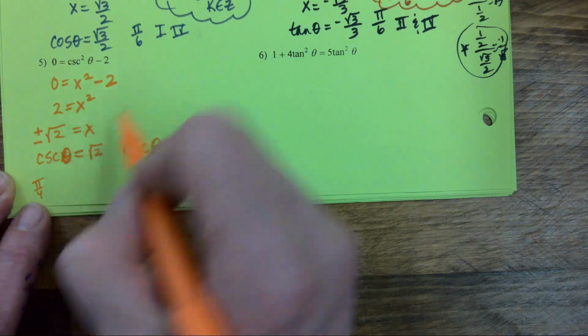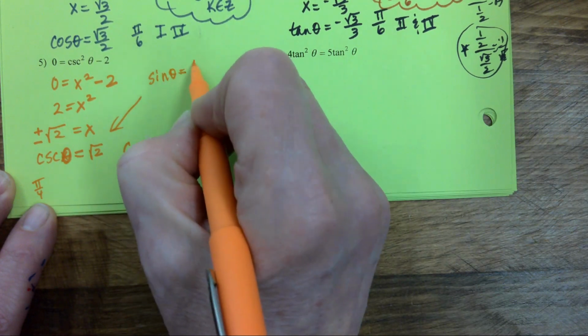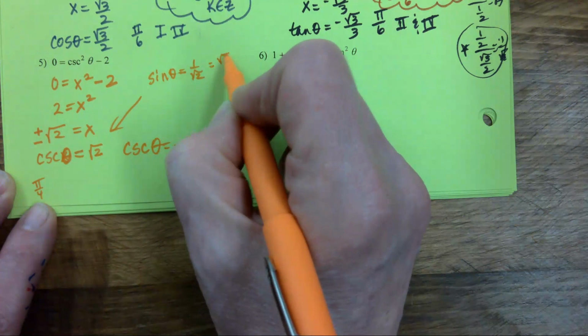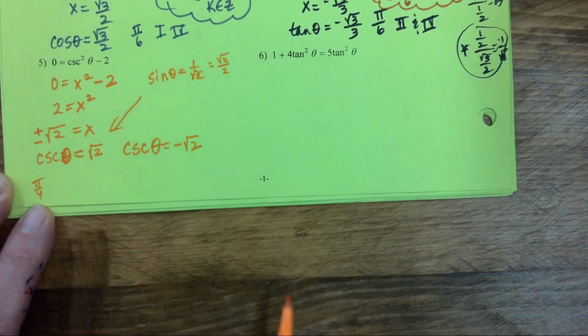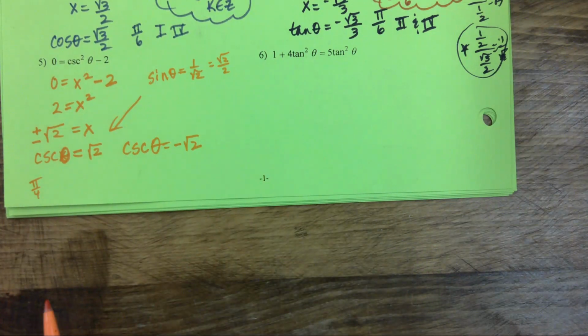So this would happen when the sine is 1 over the square root of 2, which, when I rationalize my denominator, I get the square root of 2 over 2. That's exactly what I expected, okay? So I could go through that with the sine. So it is the pi over 4 family.